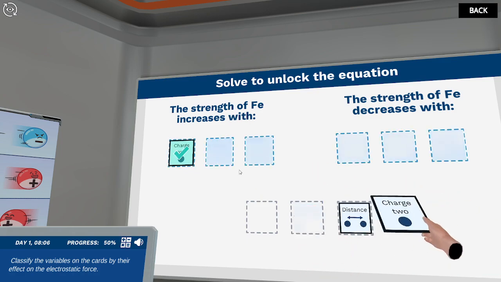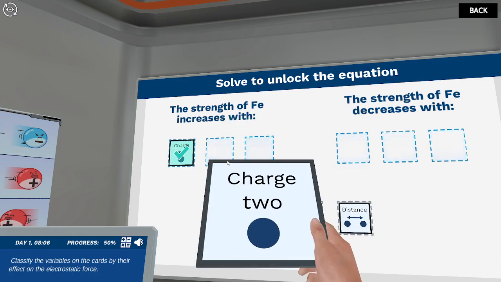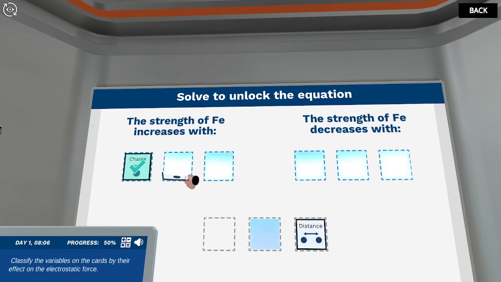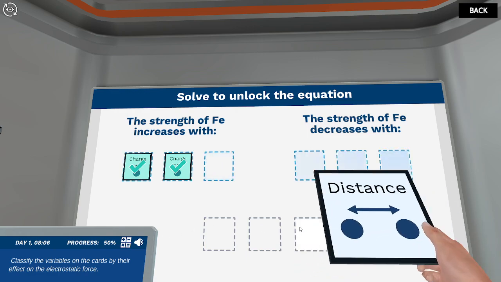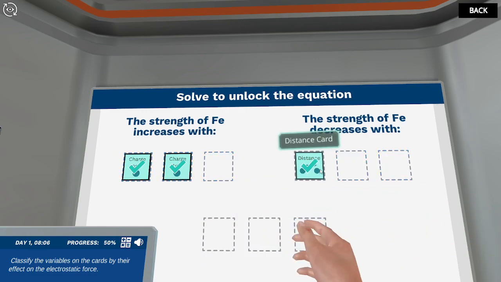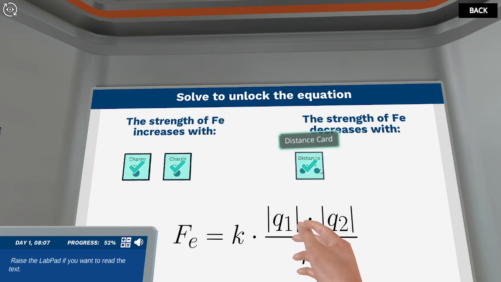Well done! The magnitude of the electrostatic force is directly proportional to the charge. Well done! The magnitude of the electrostatic force is directly proportional to the charge. Exactly. The further apart the charges are, the weaker the electrostatic force between them. Amazing! You have unlocked the equation of Coulomb's law. We can use this equation to calculate the magnitude of the electrostatic force. Let's see what it says.